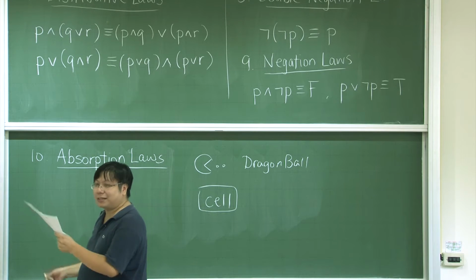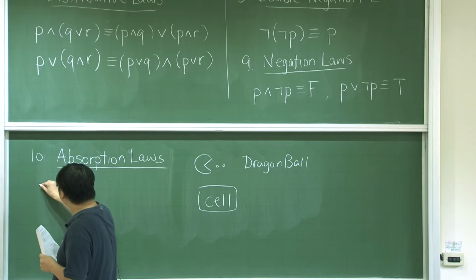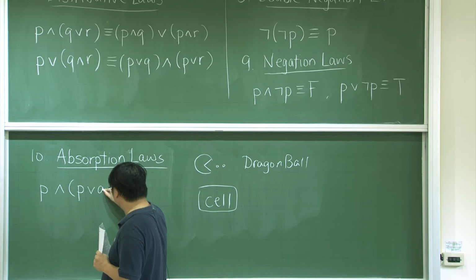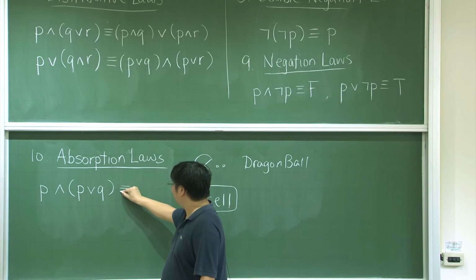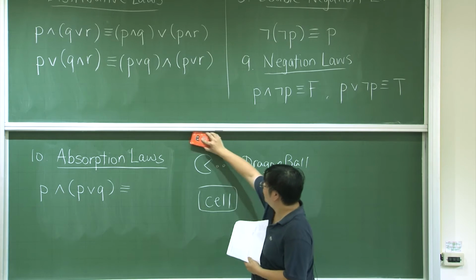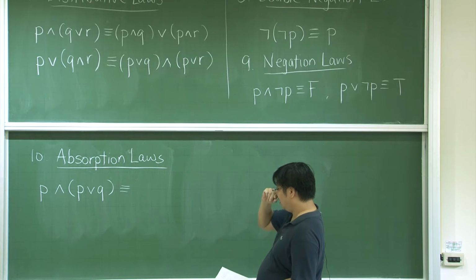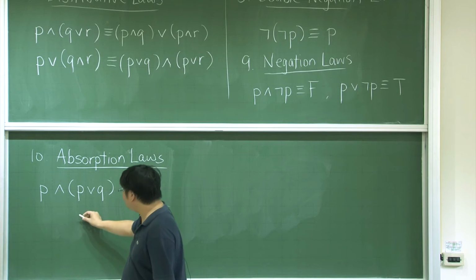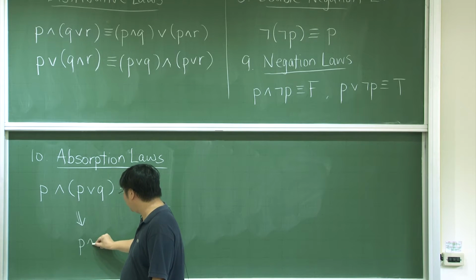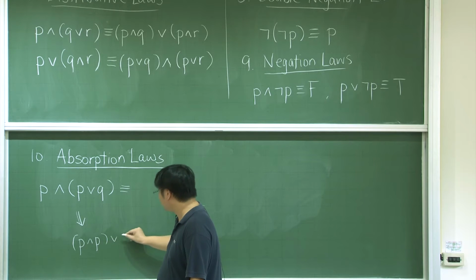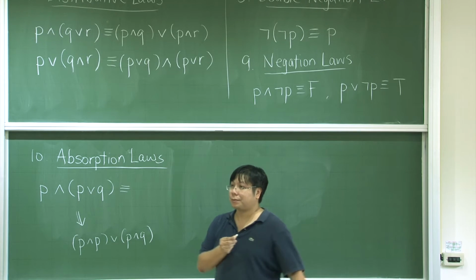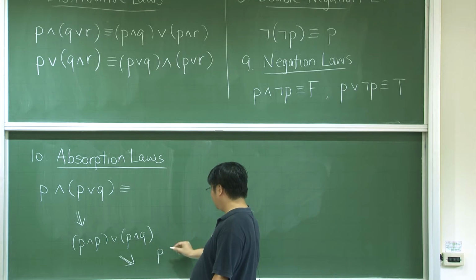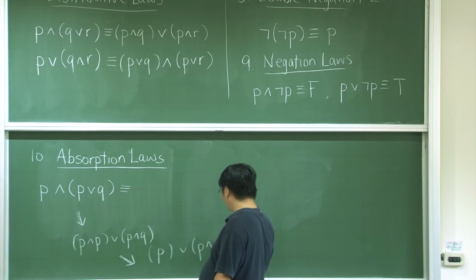So what is absorption law? Okay, so this is really strange. I seldom use them, but let's write it down. So this is P and (P or Q). Of course we know we can use the distributive law. So using distributive law, this will become P and P, or P and Q. And then using the idempotent law, this P and P you can further simplify. It is just P, or P and Q, right?